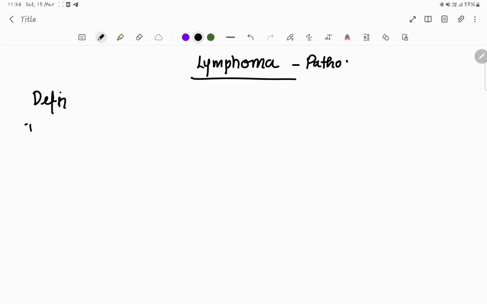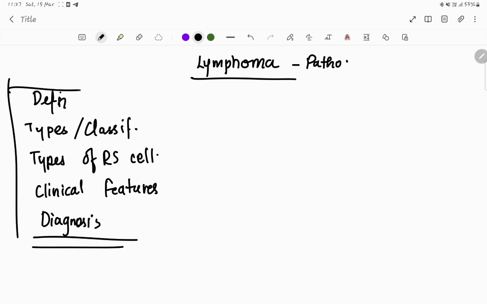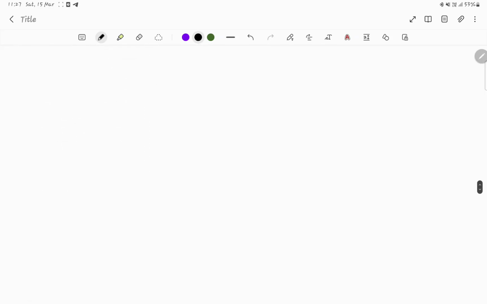They can ask you types, that is classification. Then they can ask you the types of RS cell. Finally, its clinical features and diagnosis. So these are the important things that we are going to see in this video. So let us begin with the definition.